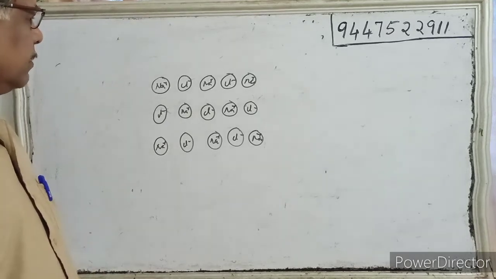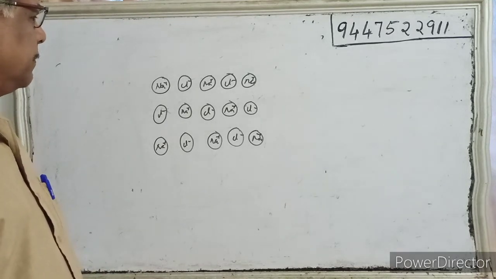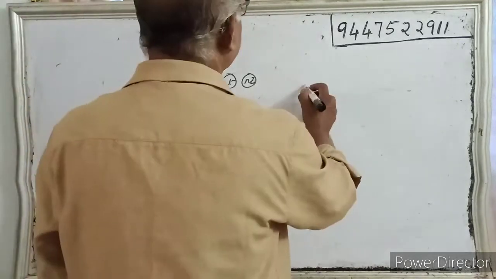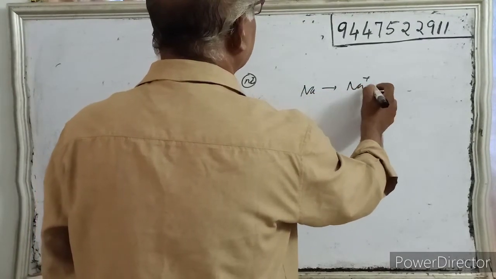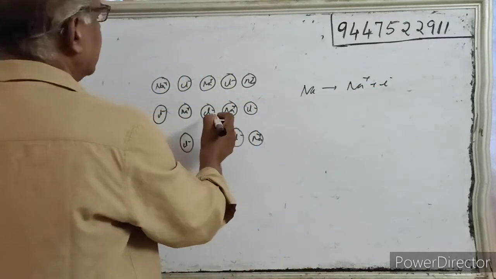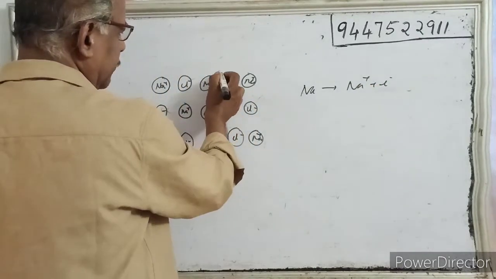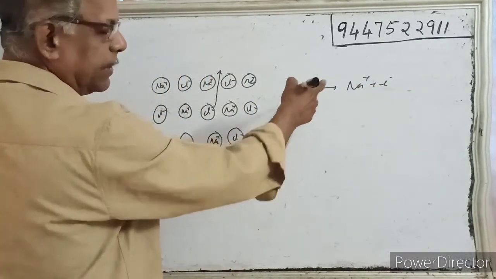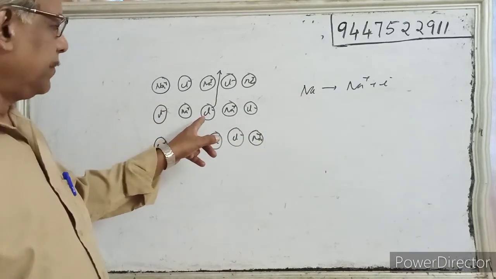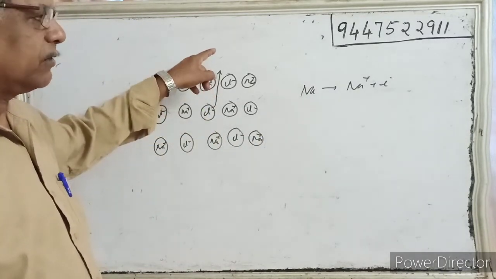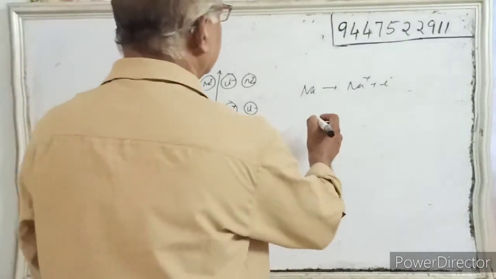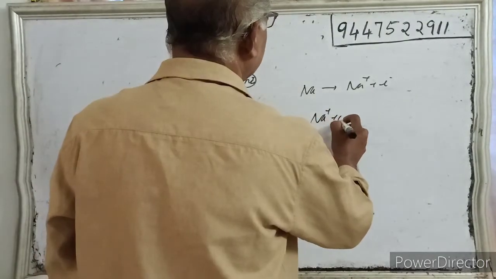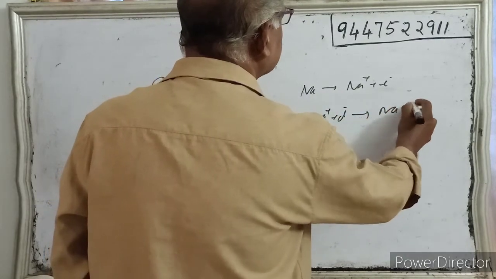So that metal, sodium, will give one electron to form sodium ions. But some chloride ions will migrate to the surface. They will come to the surface and combine with the sodium ions to form sodium chloride. This Na+ ion and Cl- ion gives NaCl.